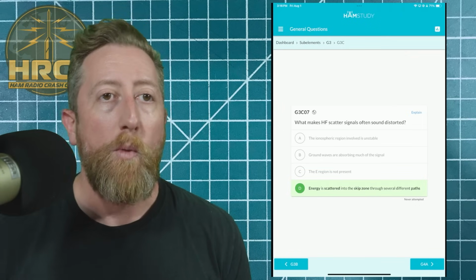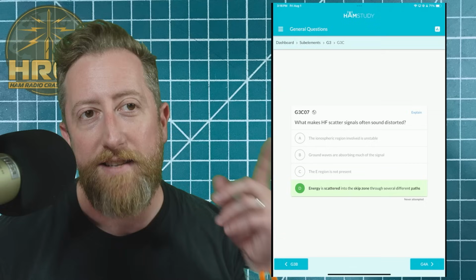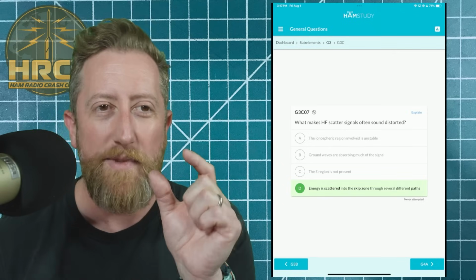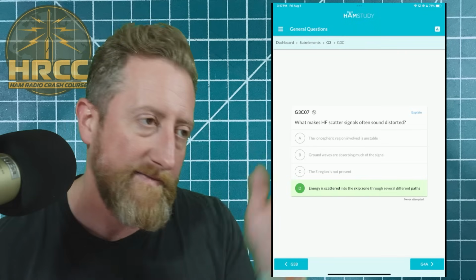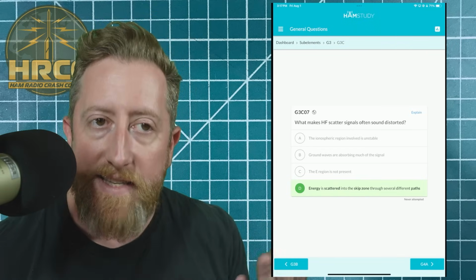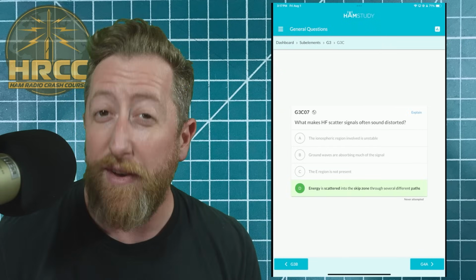Question 7. What makes HF scatter signals often sound distorted? You see, this is what you'll normally get: you'll hear a term like scatter, and you're like, well, what is that? And you'll get something that's fluttery, like a butterfly. But then it'll give you a little bit more details as you go along, and it's D, energy is scattered into the skip zone through several different paths.